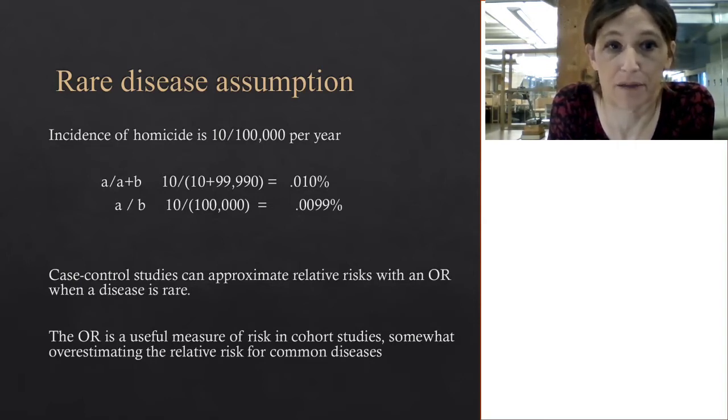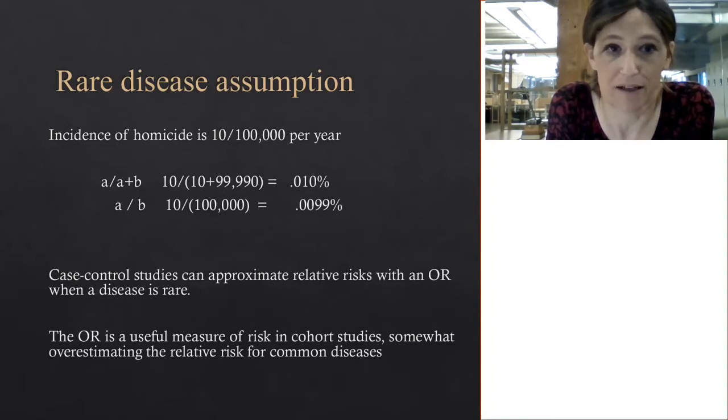A over A plus B in the case of incidence would be 10 over 10, the 10 who have the disease or the outcome, plus the 99,990 who do not. And our incidence in that case would be 0.1%.